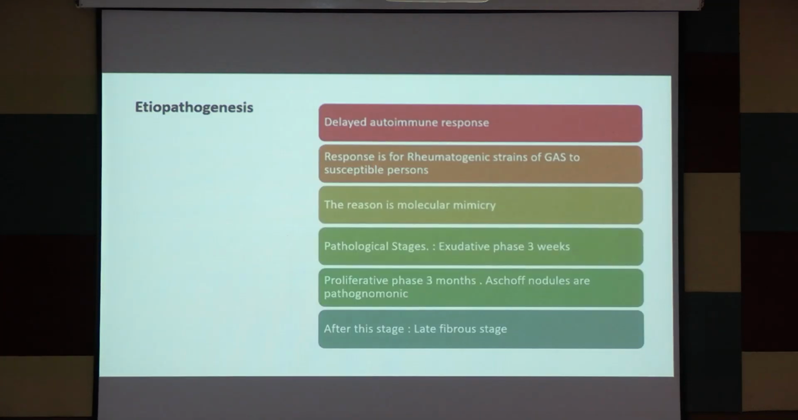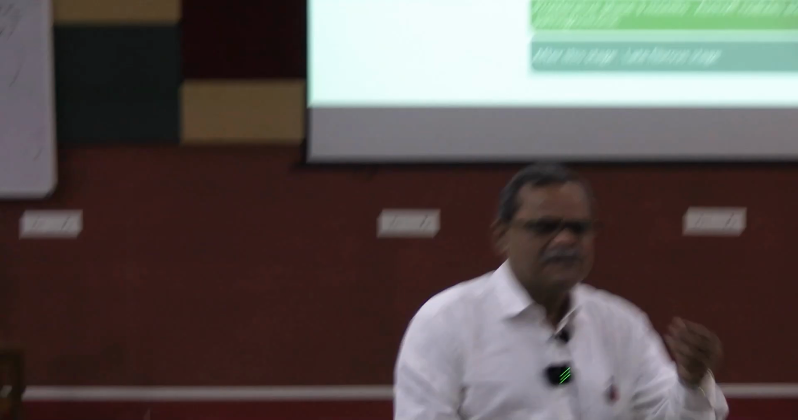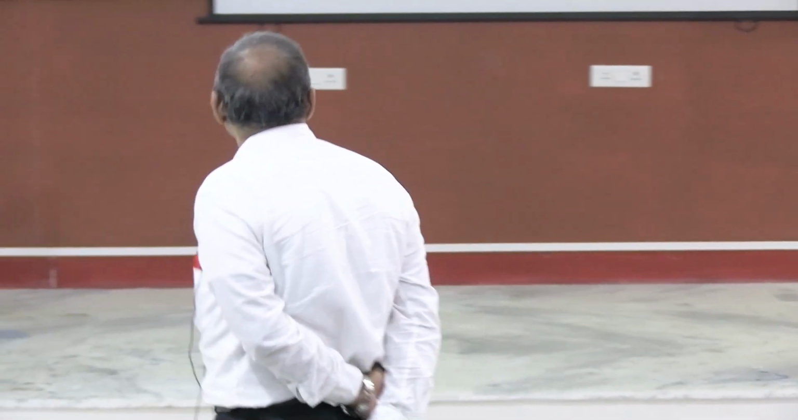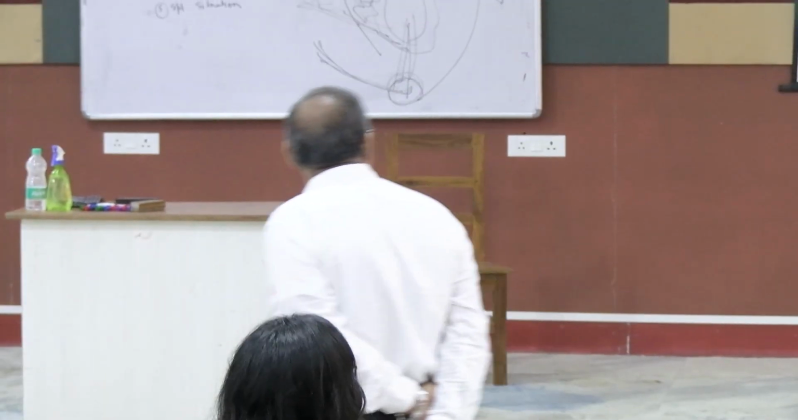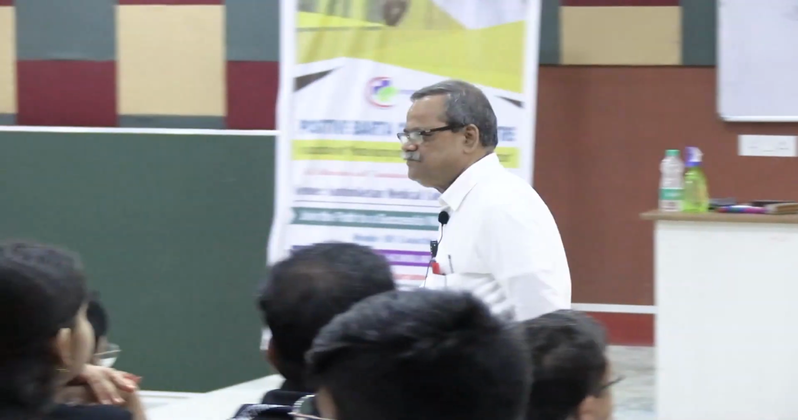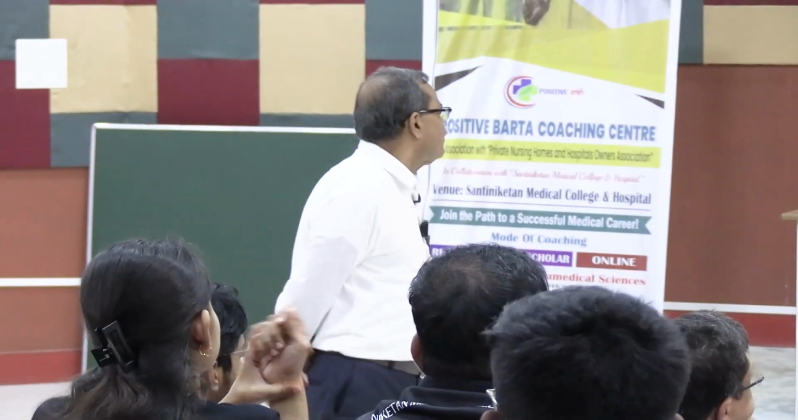Definitely, fine. Now, what type of response is it? It is a delayed autoimmune response, not immediate. Just like taking a food and developing severe urticaria is called an acute reaction. This is a delayed reaction, and the response is to rheumatogenic strains of group A streptococcus in a susceptible person. I have told you that not every person will be affected. Only persons who are susceptible, and who have some molecular mimicry, can develop rheumatic fever.